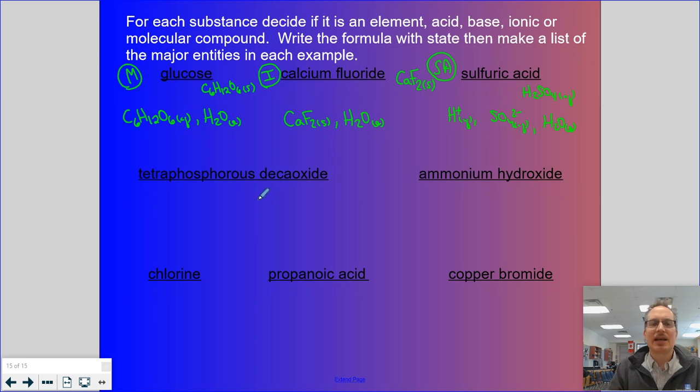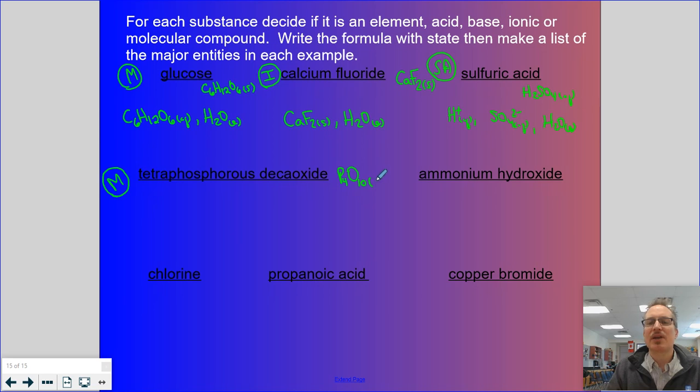Tetraphosphorus decaoxide. Well, both phosphorus and oxygen are nonmetals, plus they're using prefixes, so this would be molecular. This is not one of my memorized molecular compounds, so I just write it as is. So tetraphosphorus would be P4, decaoxide O10.